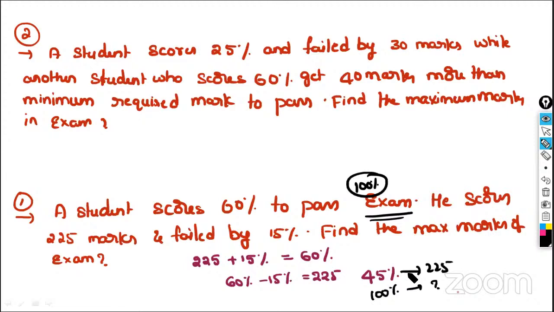So 45%, how many times will it be cancelled? 5 times. 100 into 5. That means 500 marks. Maximum marks, how much? 500 marks. Is it clear? So 225 plus 15% equals 60%. So the difference between these two percentages is 45%. I got 45% is 225. Then what is the 100%? Okay. Done. Right. So, next one.